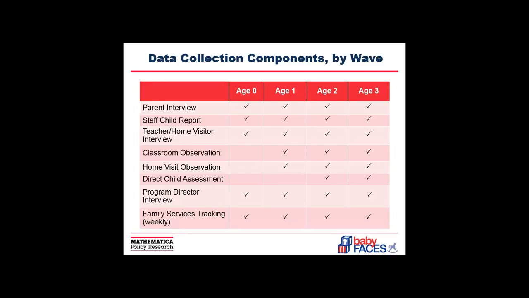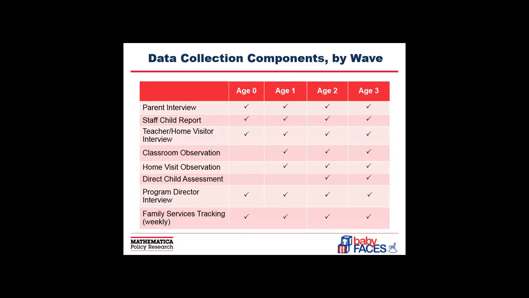Otherwise, we collected parent interviews, staff-child reports, and teacher and home visitor interviews, which were of the teacher or home visitor assigned to a given Babyfaces family, observations of each classroom for children at 1, 2, or 3 years old, as well as home visit observations at those same ages. We treated home visitors like a classroom teacher in that we observed 1 visit for each visitor assigned to a Babyfaces family and applied that score to any other Babyfaces families who had the same home visitor. And this was primarily done for logistical reasons.